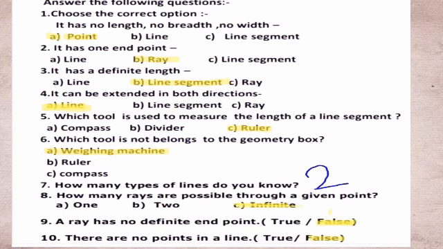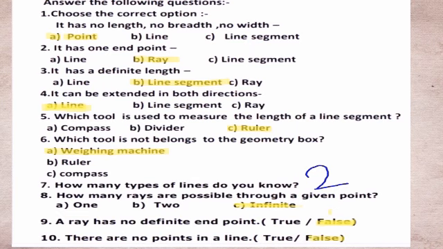It has one end point. The options are option A, line, option B, ray, and option C, line segment. A line has no end point; we can extend both directions of a line, and a ray has only one end point. So the answer will be ray.